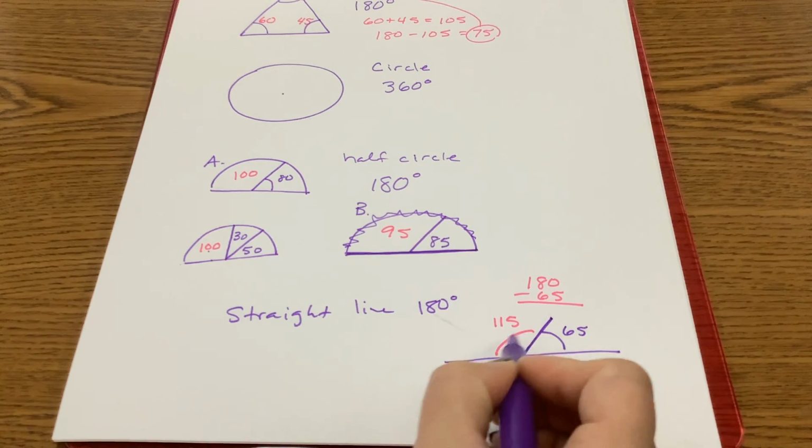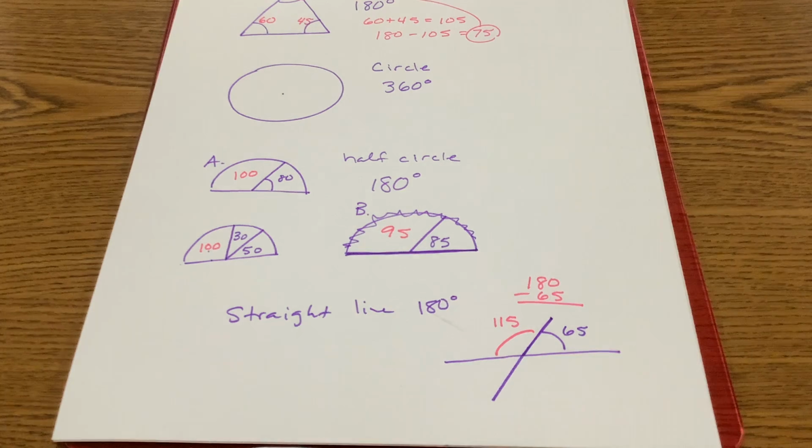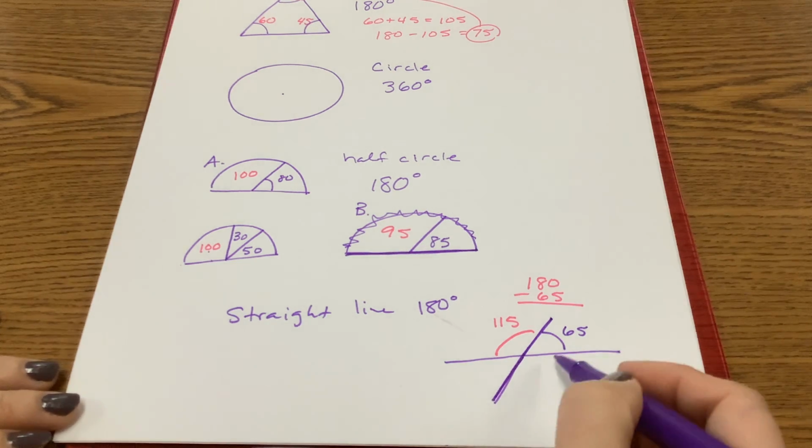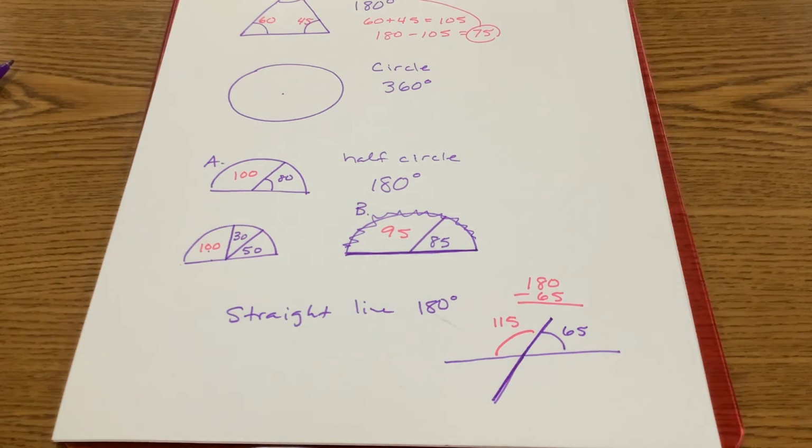But this is an acute angle and this is an obtuse angle, right? Now look at the angles across from that, created by this extension. What do you notice about these angles? Are they the same? No.